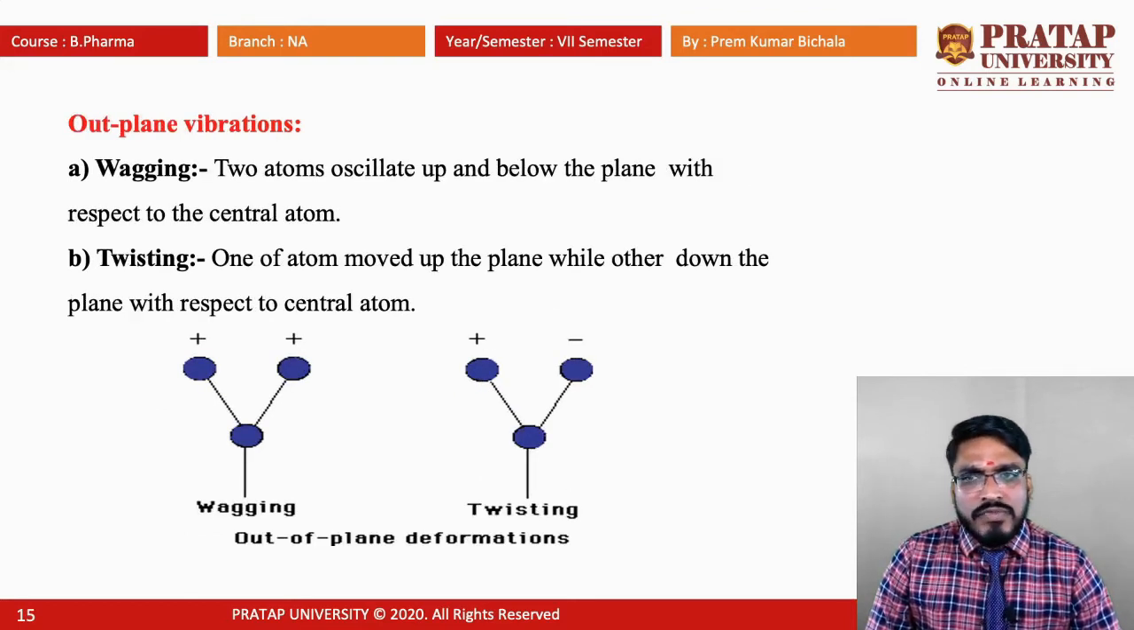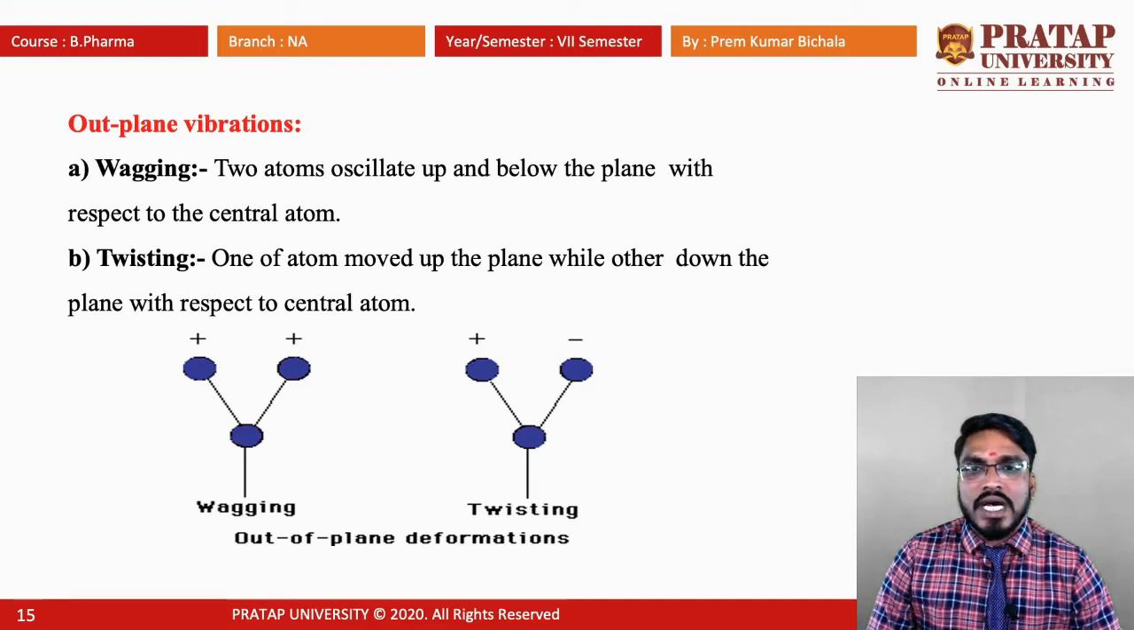So out of plane vibrations, here we have two types again, wagging and twisting. Two atoms oscillate up and below the plane with respect to the central atom, that is wagging. Here I mentioned plus and minus, meaning one moves up and one moves down towards the plane.